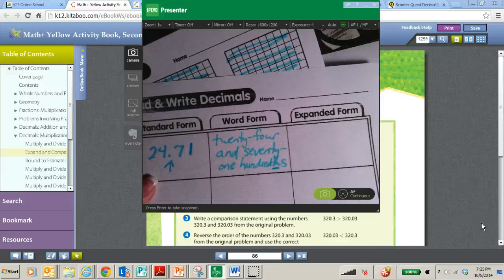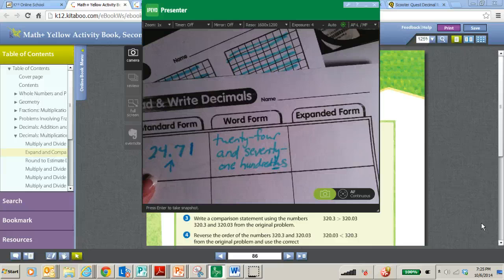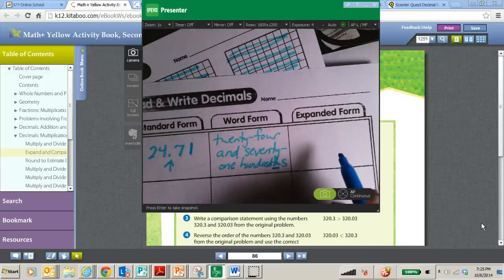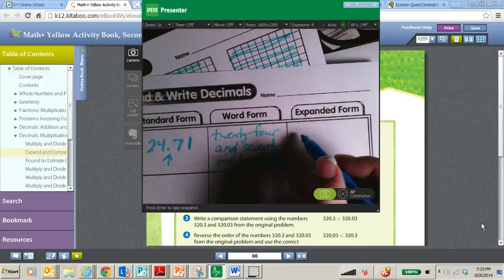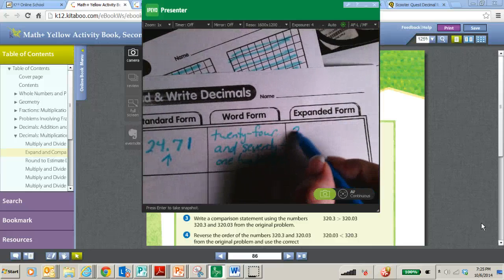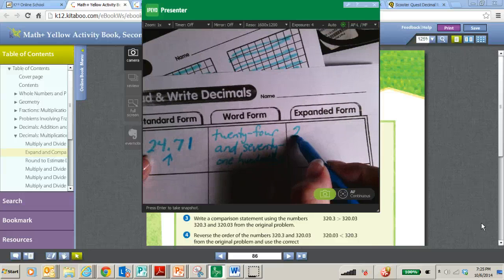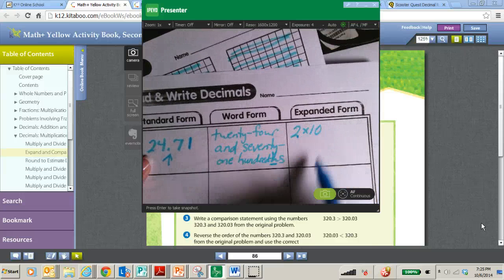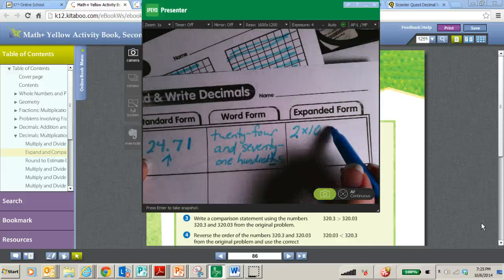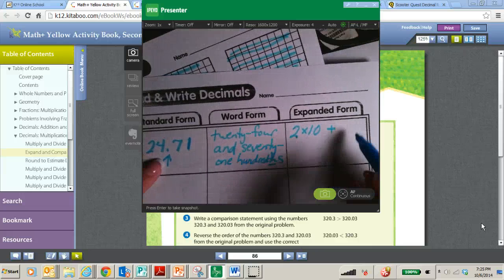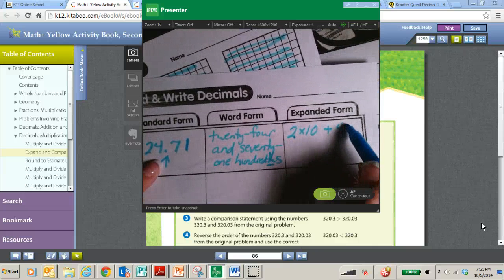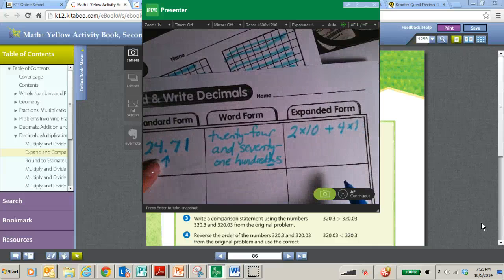We're used to writing numbers in expanded form, but we're not always thinking about the value of the digits when we do expanded form. So what I want you to think about is how many times we multiply something by 10 or hundreds. So right here we have a 2, but we're making it 10 times bigger because it's in the tens. And then we're going to add that to the 4. The 4 is in the ones. So we just need to multiply it by 1.